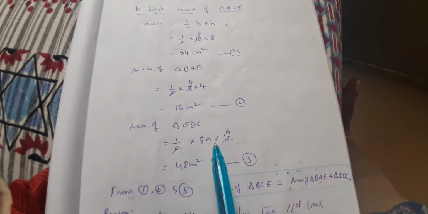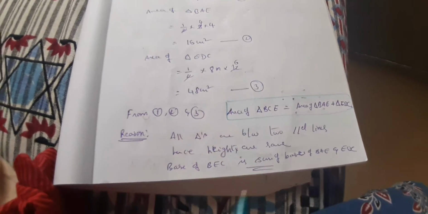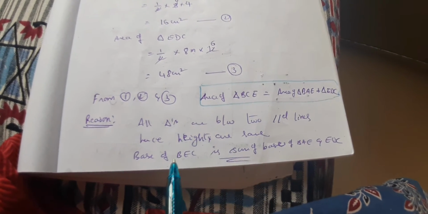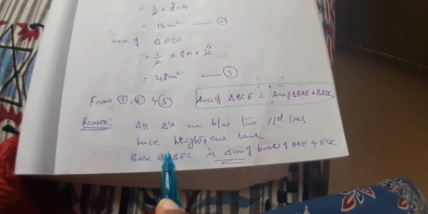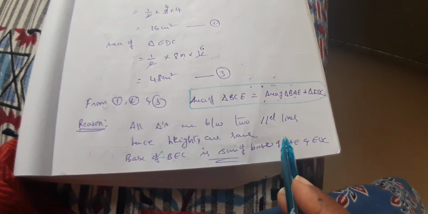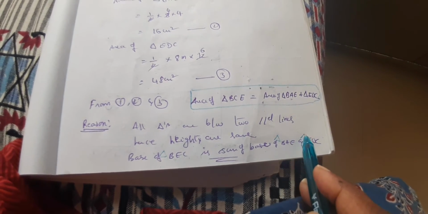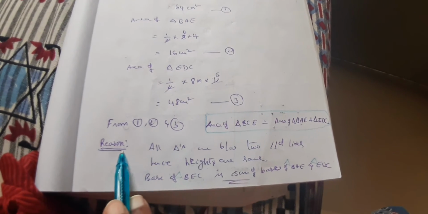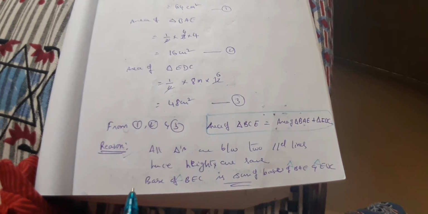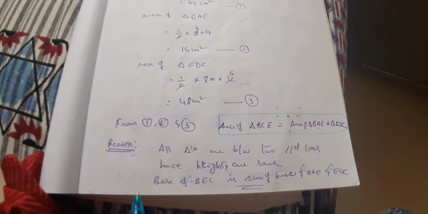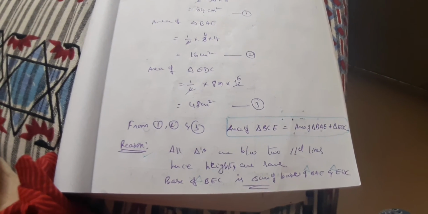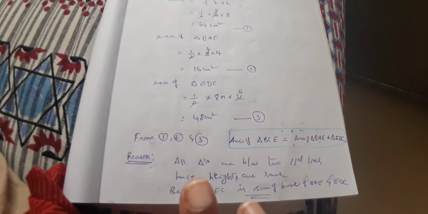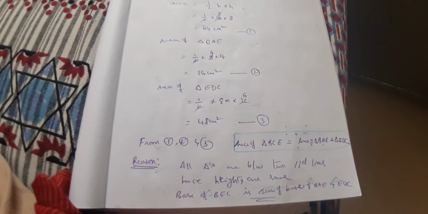Okay, done. So now how are you going to give the explanation? Just now I said, right? All triangles are between two parallel lines. Hence heights are the same. And the base of triangle BEC is the sum of the bases of triangle BAE and EDC. So therefore you can say directly, without solving all this, that the area of the bigger triangle is the sum of the areas of the smaller triangles which are bounded between two parallel lines. Remember that. Then only you can say that. Okay, children? So take a screenshot.